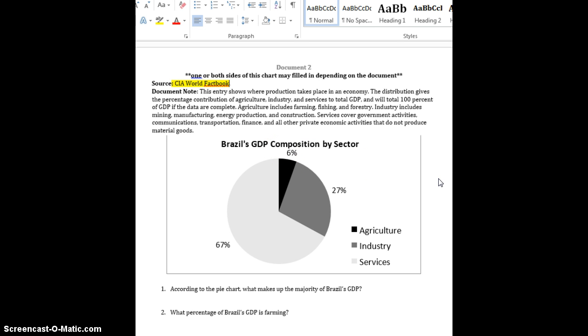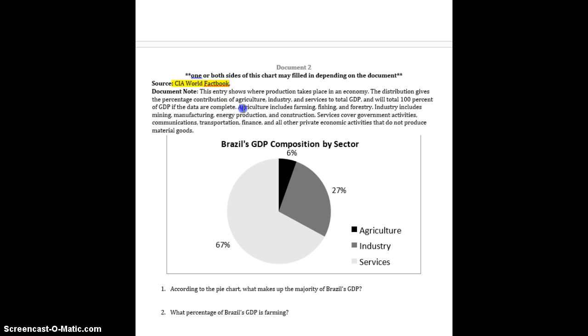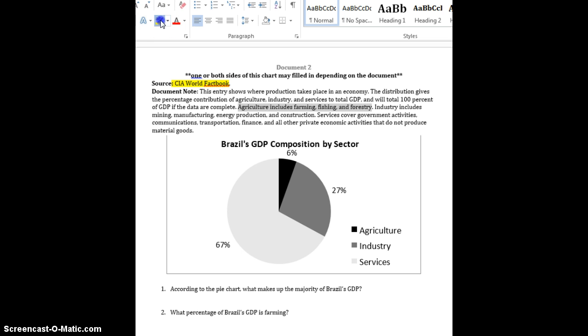The distribution gives a percentage of contribution of agriculture, industry, and services to total GDP and will total 100% of the GDP if the data are complete. Agriculture includes farming, fishing, and forestry. We want to make sure that we know these definitions because they're going to be vital to us understanding how they set this graph up and their definition of agriculture versus what our definition may be. So they're very clear on what their definition of agriculture is: farming, fishing, and forestry.